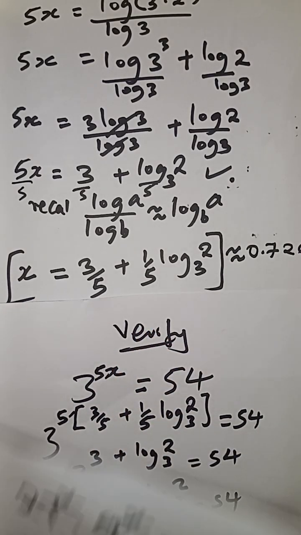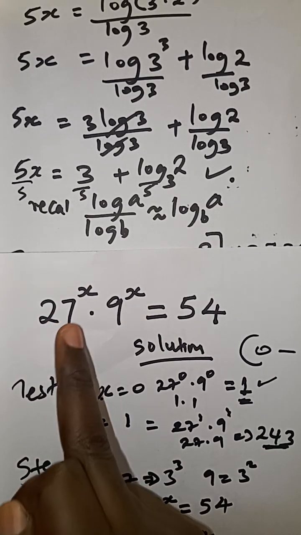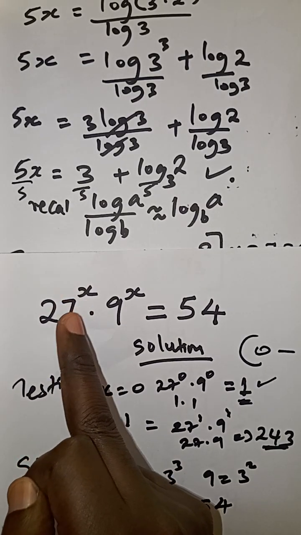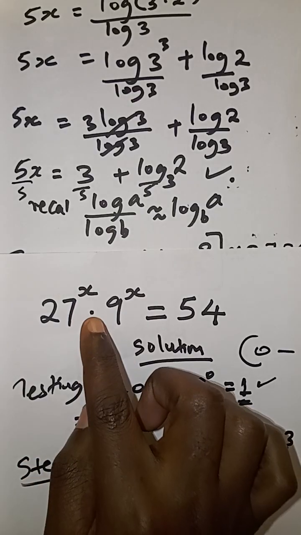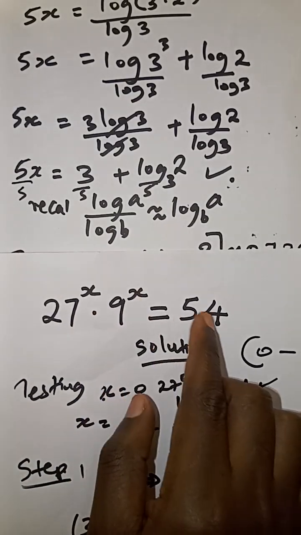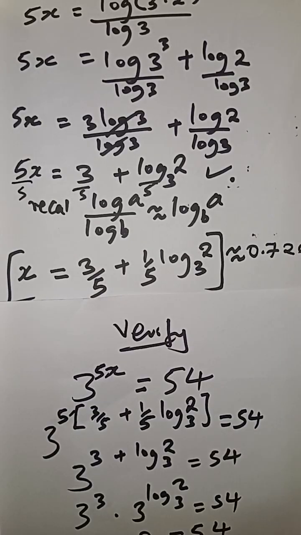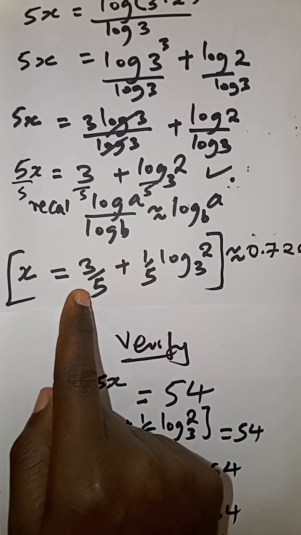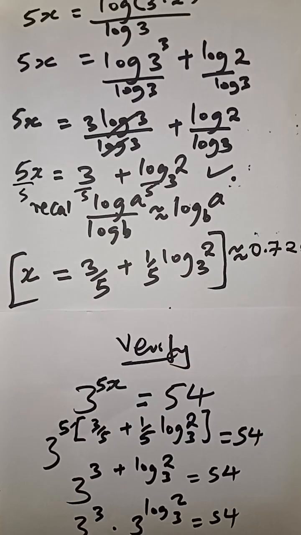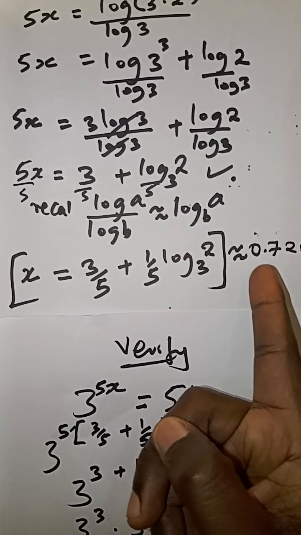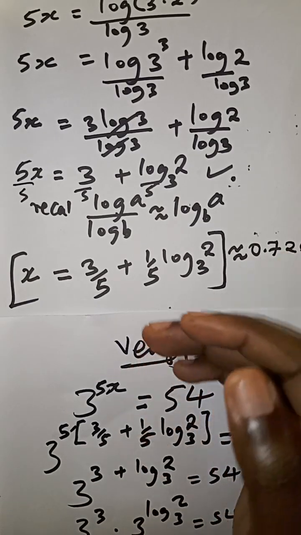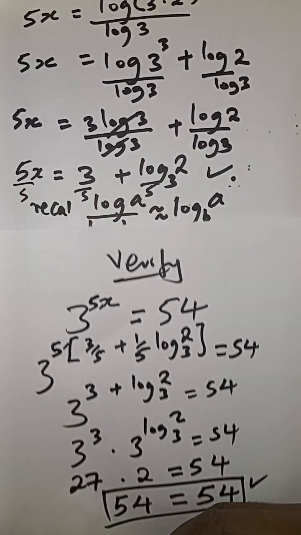And this, what we are having, we want to find the value of x for 27 raised to x multiplied by 9 raised to x should give us 54. I've taken you through step by step. And this was our value, which was approximately equal to 0.726, and you've gone through to verify.